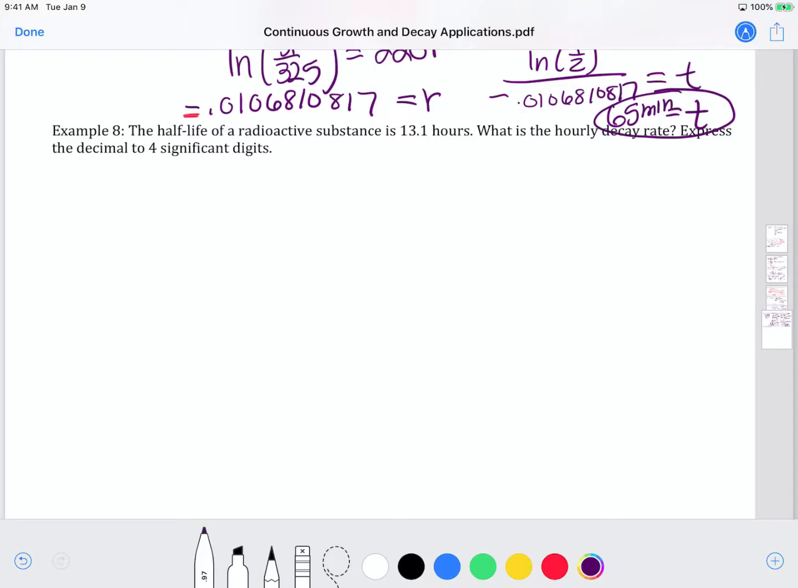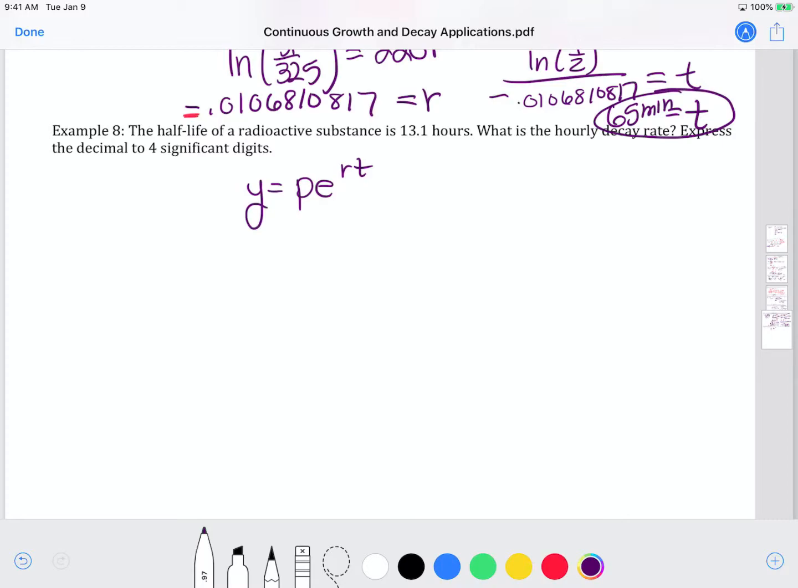Okay, the last example, example 8, it says the half-life of a radioactive substance is 13.1 hours. What is the hourly decay rate? So we need to figure out what the r is.